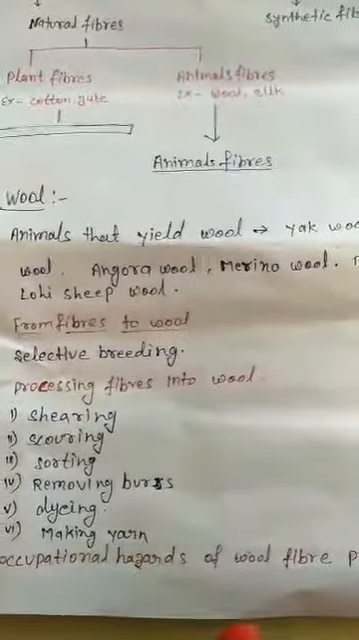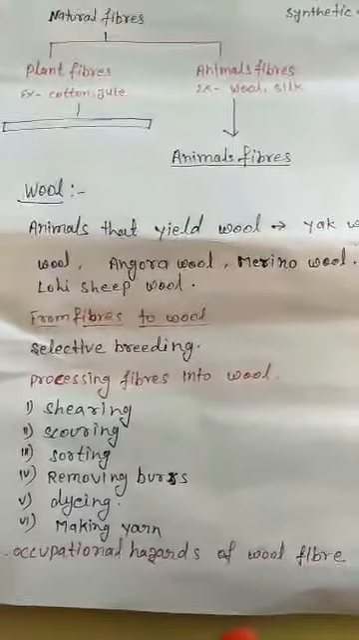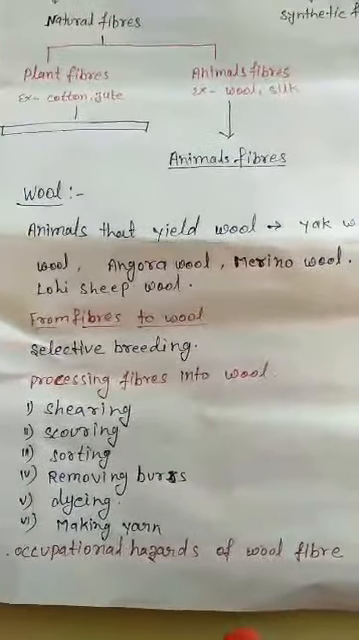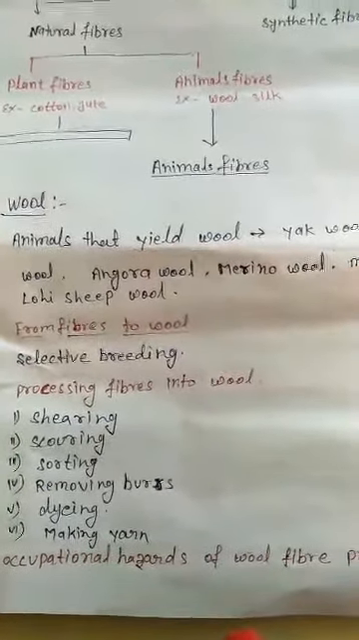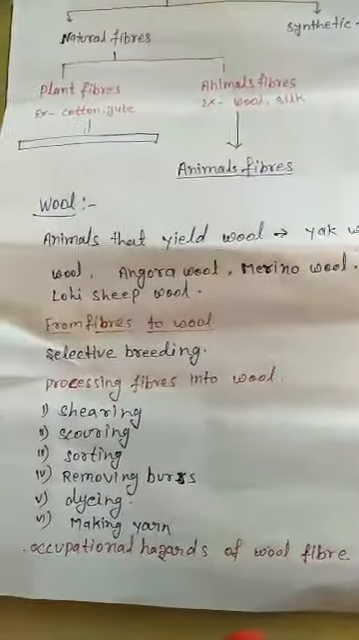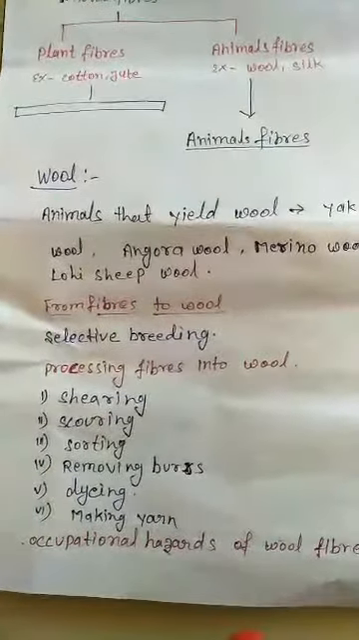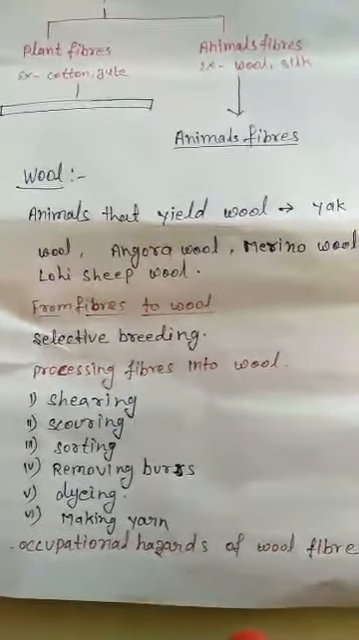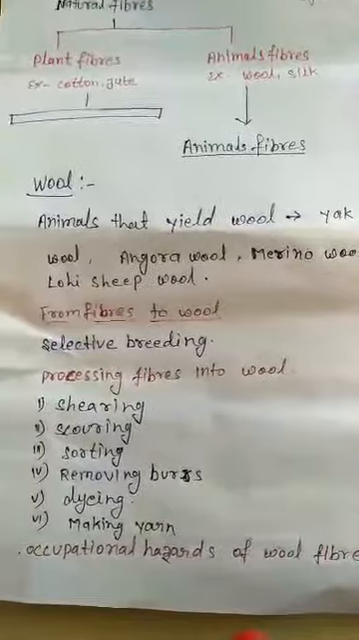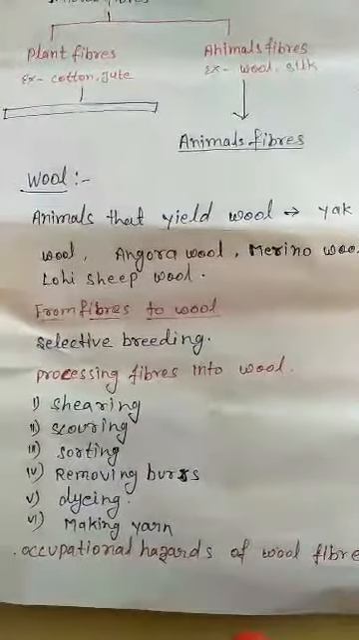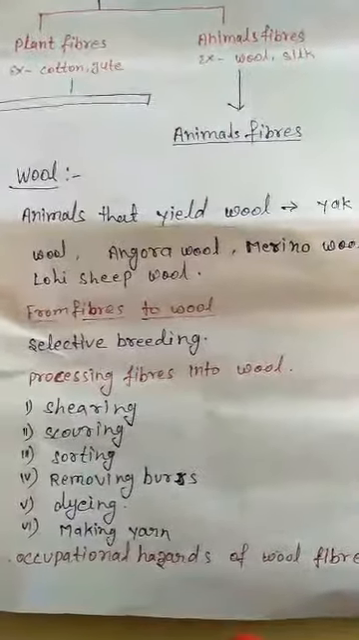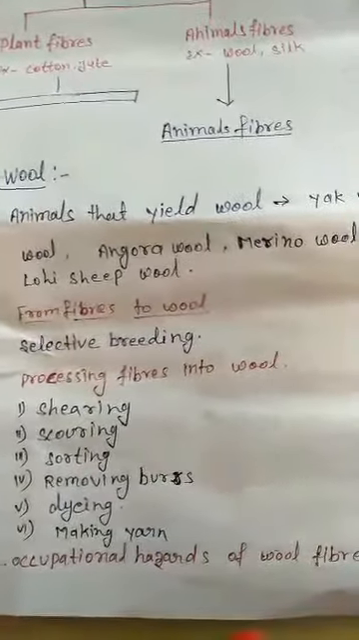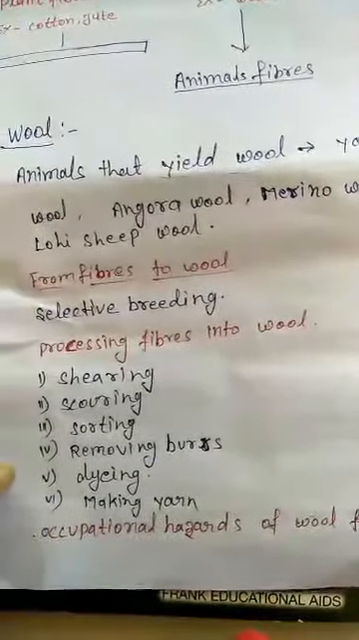First of all, they select good quality sheep, and that is called selective breeding. For that, some special breeds of sheep are especially chosen to give birth to sheep which have only soft underhair, and this process of selecting parents for obtaining special characteristics in their offspring is called selective breeding.